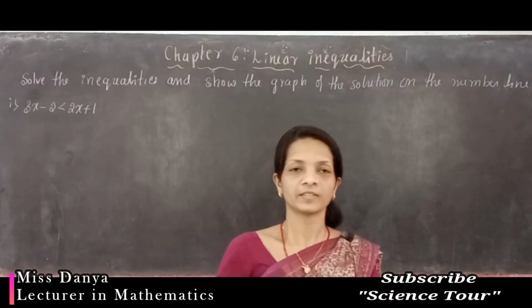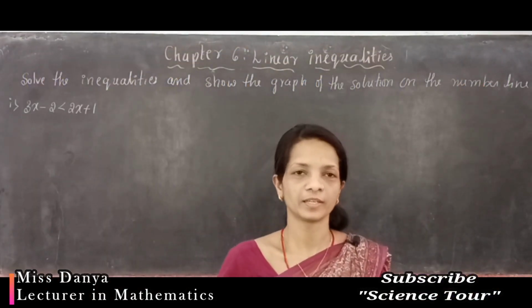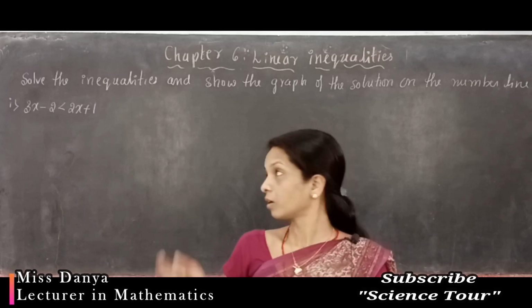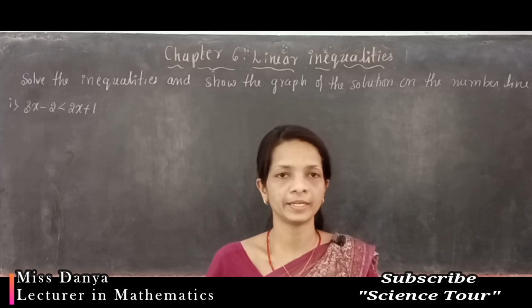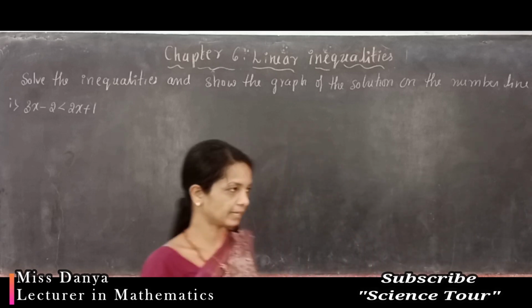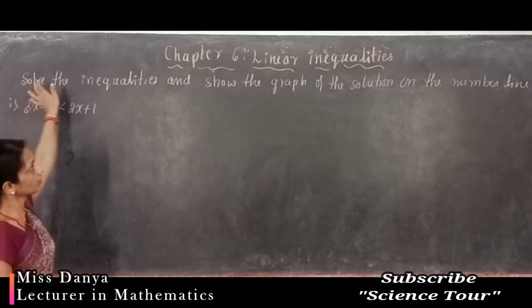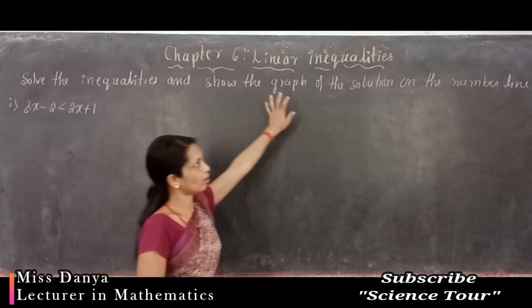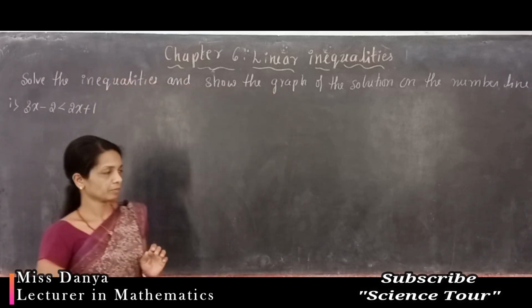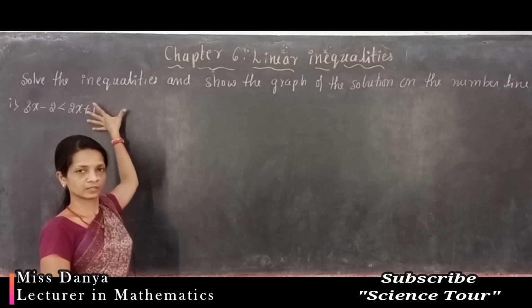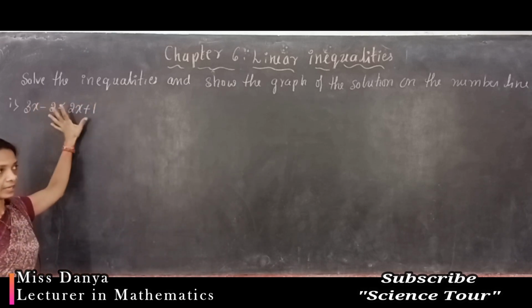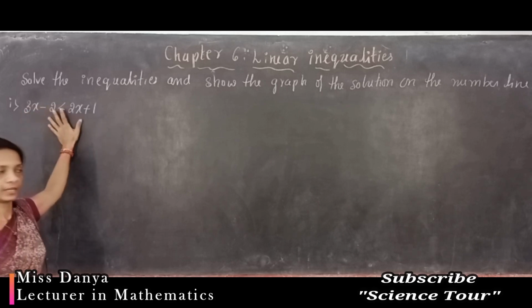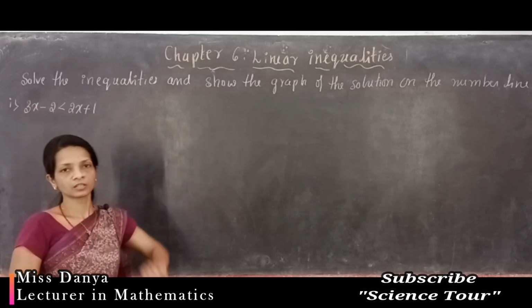Good morning students. Next we solve some problems on linear inequalities. Solving the inequalities and representing the solution of that inequality on the number line. Under that you have to solve the inequalities and show the graph of the solution on the number line. Means first you have to simplify this inequality, you have to solve this inequality. After that, the solution of that inequality you have to graph on the number line.